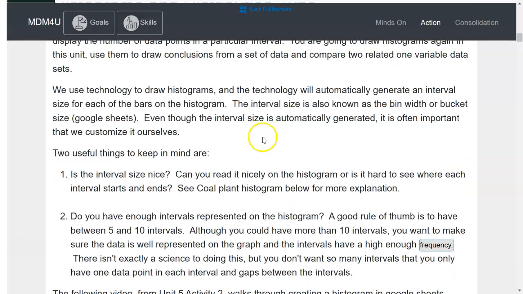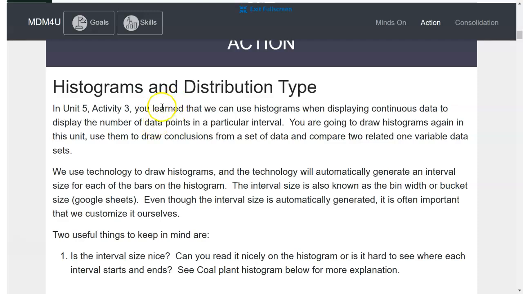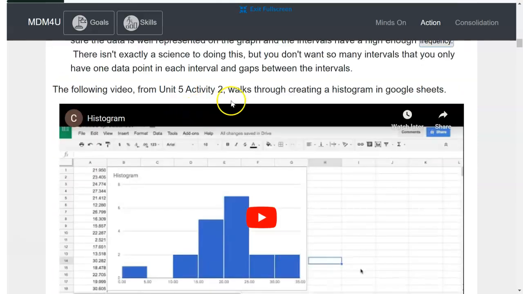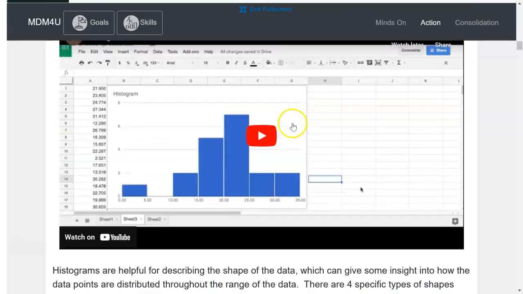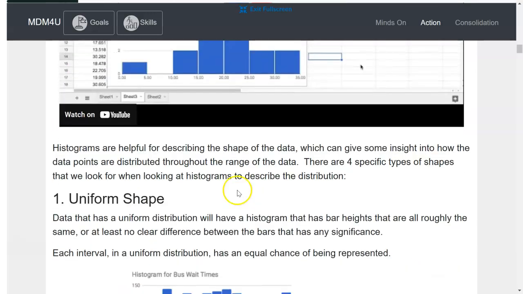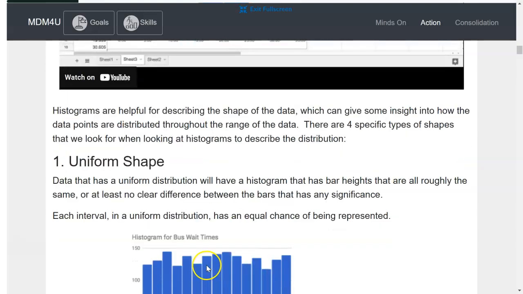Okay, so let's look at histograms and distribution types here. You're going to be making these on Google Sheets, so you don't have to do these by hand. These are a bit of a pain to do by hand anyway.